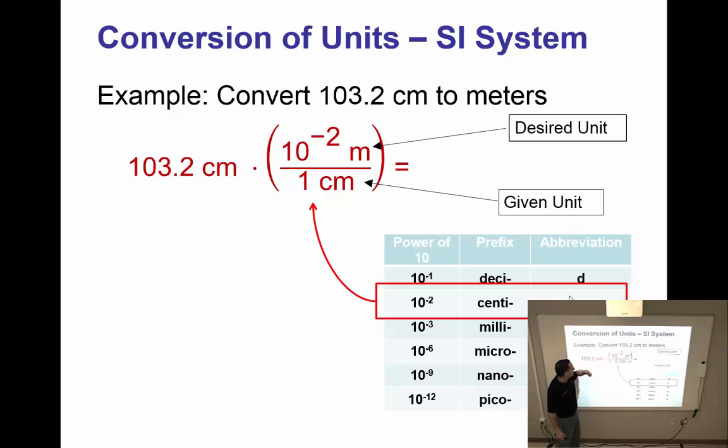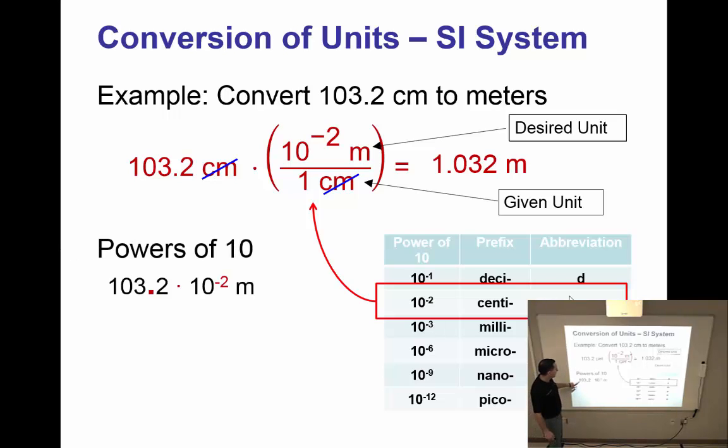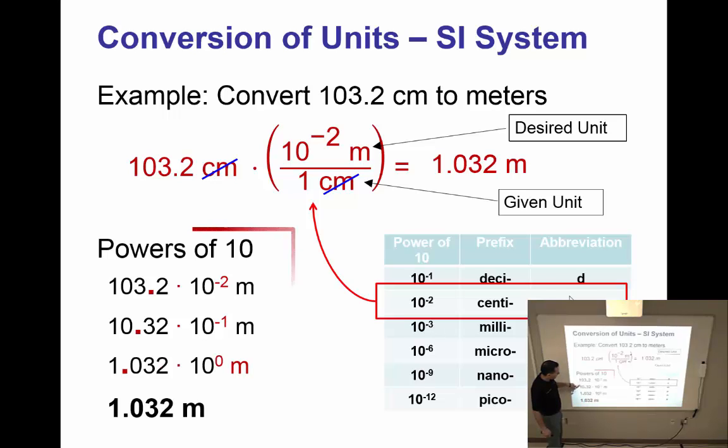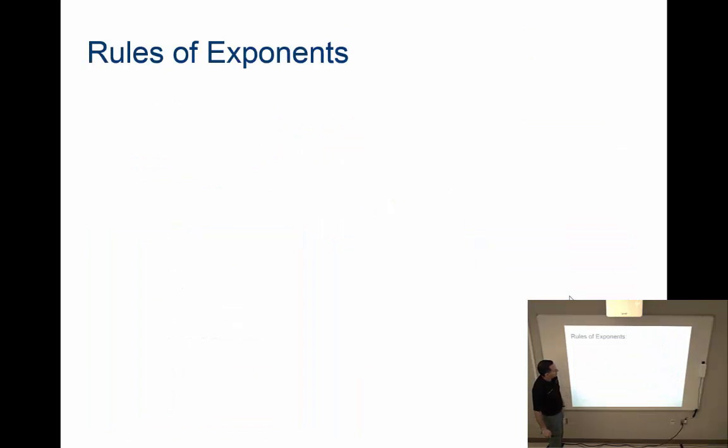And I do that by adding the numbers here. When I multiply through, my centimeters will cancel out. 10 to the negative 2 is the same thing as sliding the decimal places to my left 2 times. And I get 1.032 meters as my answer. This is showing me sliding the decimal based on my powers of 10 to get to the answer that we came to here. Let's talk about rule of exponents.